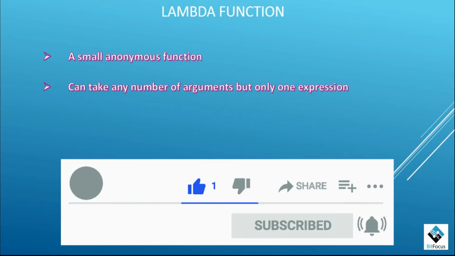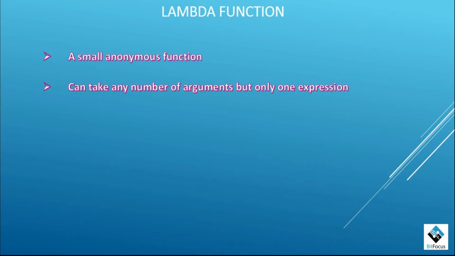It can have any number of arguments, for example 1, 2, 3 or more, but it has only one expression. What is expression and what are the arguments, we will talk about more. Why do we use lambda function? Because its usage is very helpful and it is very easy, so we can use it inside other functions to do some operations. That's why we use it.